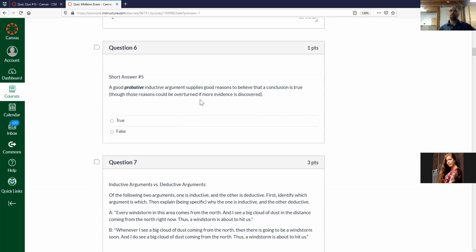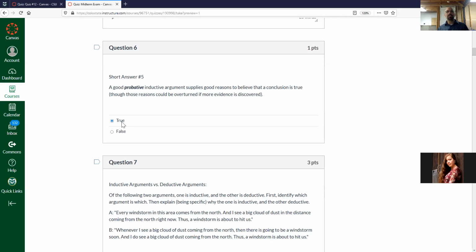Probative ones, what are the probative arguments? How do they differ from the statistical ones? Good probative inductive arguments supply good reasons to believe that the conclusion is true, though those reasons could be overturned if more evidence is discovered. That is correct. What we're going to look at for the next couple weeks are really just probative ones.